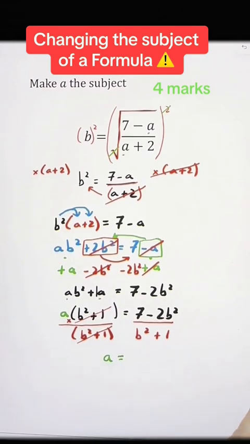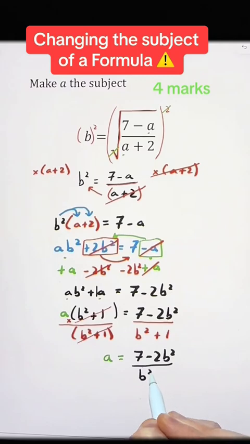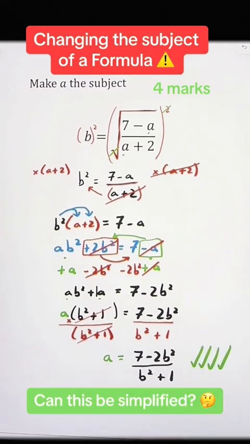And on the right-hand side, I've now got 7 minus 2b squared on the top over b squared plus 1. Can this be simplified?